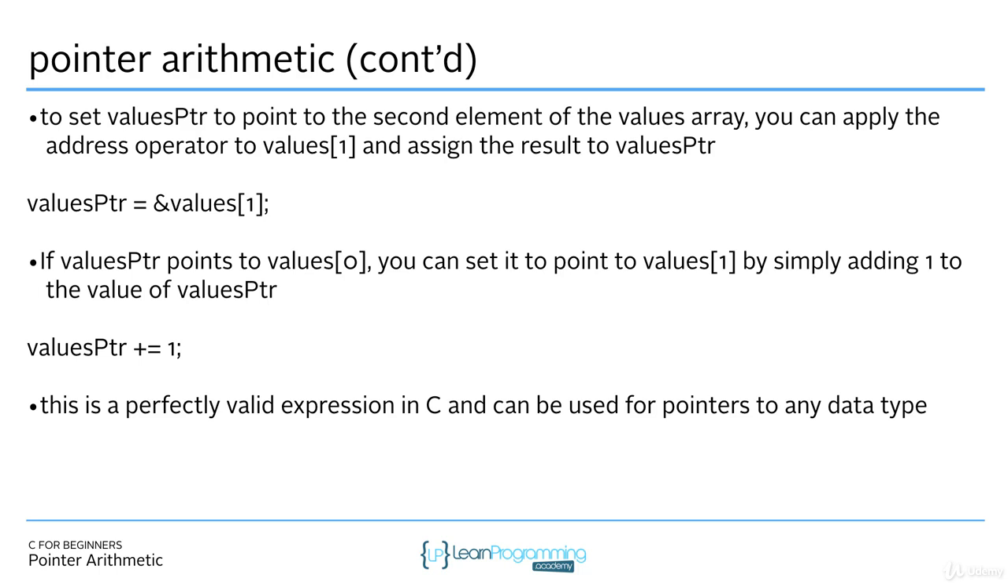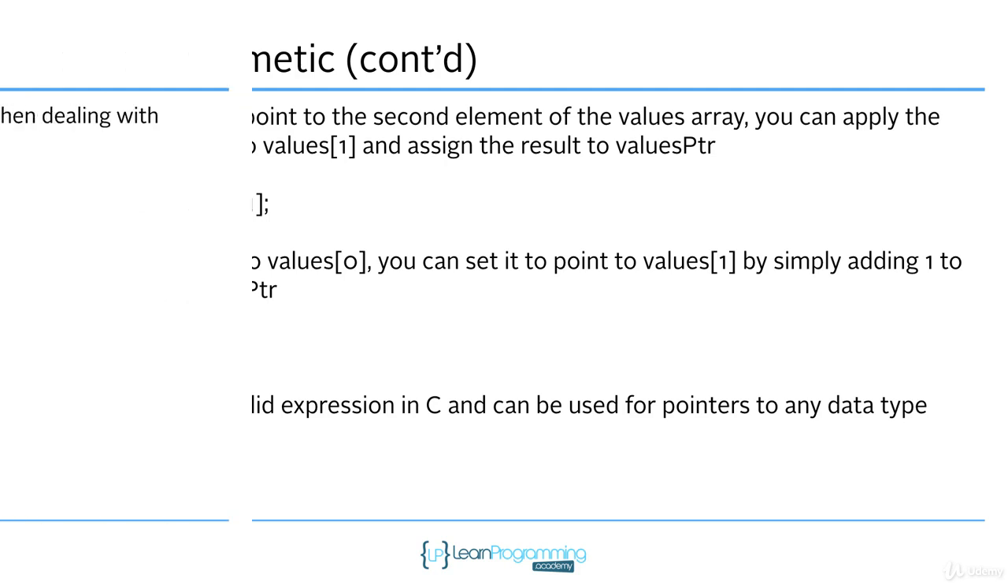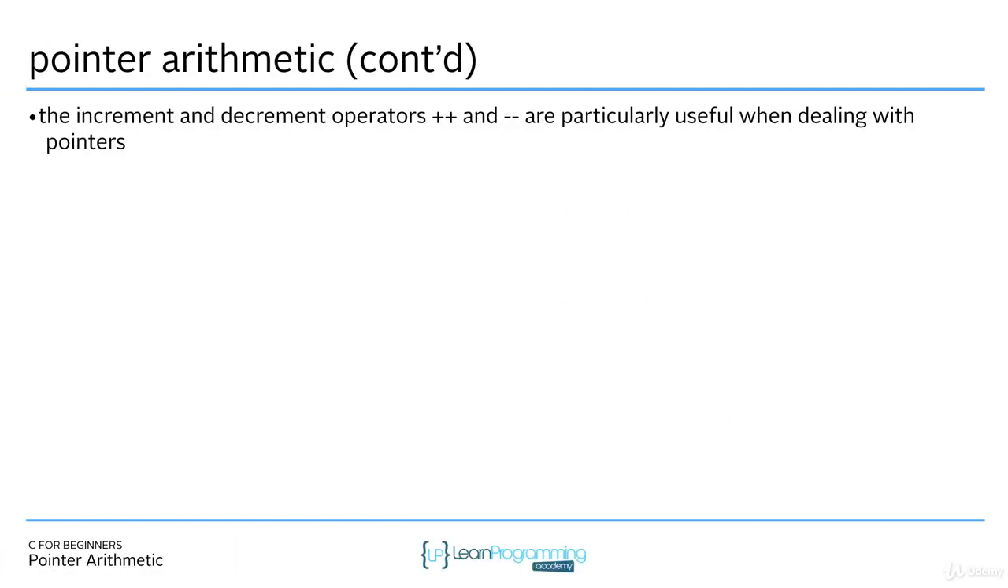And you probably should be thinking about how useful this can be with characters. If you have a character pointer, you can now access each character in a string by just doing a plus plus on the pointer. The increment and decrement operators, plus plus and minus minus, are particularly useful when dealing with pointers because you will usually want to go from one element to the next and so forth. It's not as common to add 20 to it or subtract 20 because you're usually going in sequence.